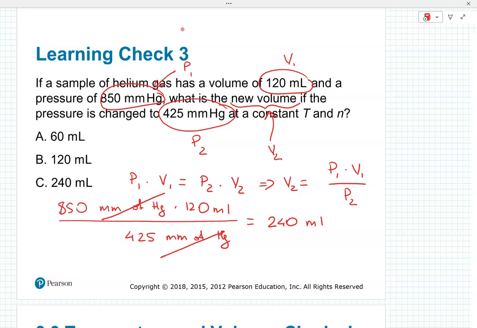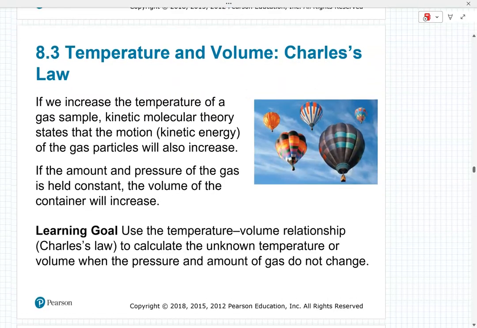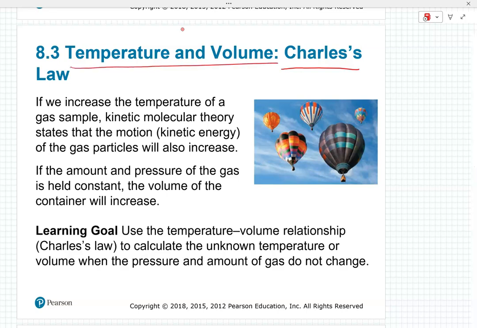Making sense? Excellent. Now, when you're reading the questions, if the question asks, let's say, what is the new volume in liters? The answer is not 240, you need to convert it to liters, okay? So that's Boyle's. Charles' law governs the relationship between the temperature and the volume. Okay? This is Charles' law in a nutshell.